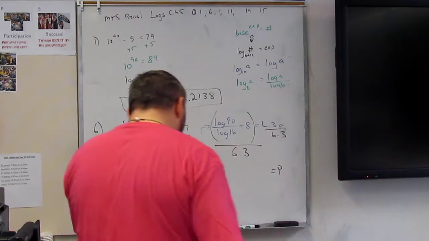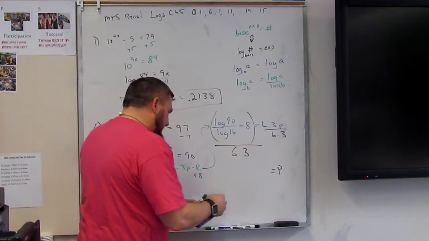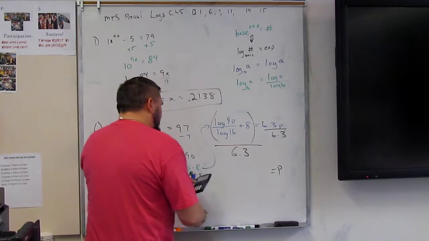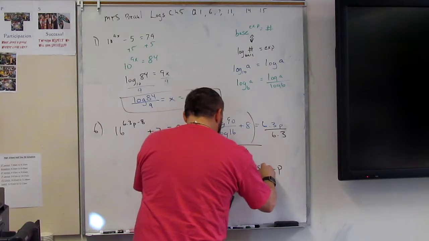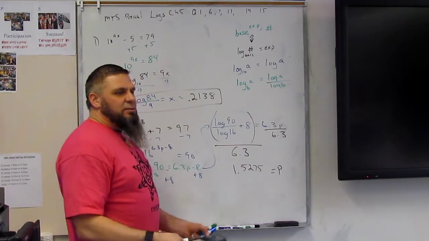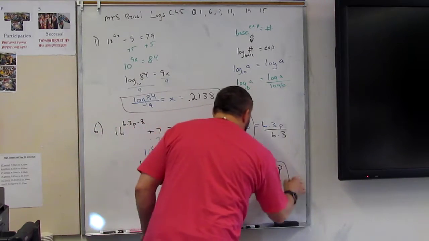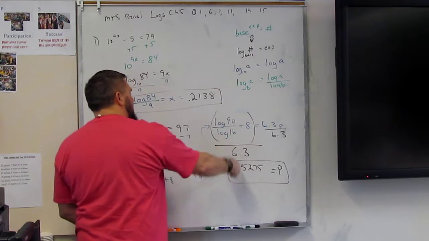Yeah, that's right. 1.52745, but 1.52745 turns into 75, right? So you round off. All right, and so that's your answer. I want to see both of them.